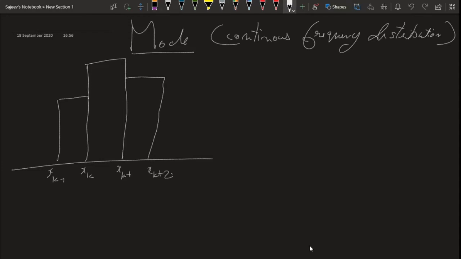Now let me try to mark this. Let me draw a diagonal-like structure, let me join these two things, and we see that the two dotted lines intersect at a point, and that intersection point actually gives us the mode. So this point right here is our mode.